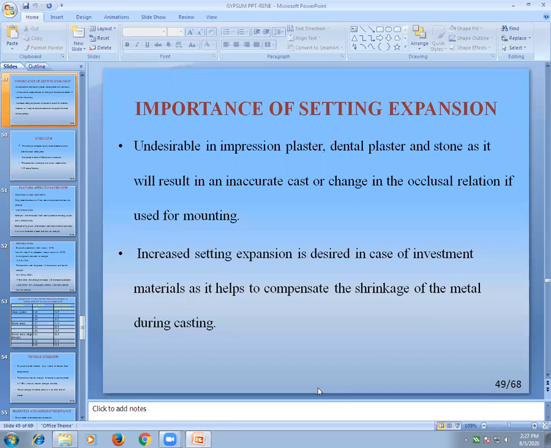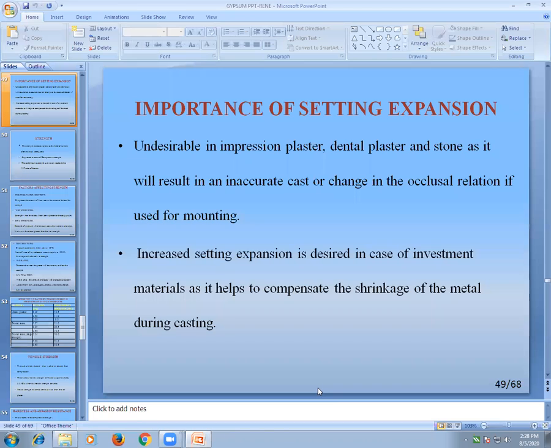So, importance of setting expansion. It is undesirable in impression plaster, though it again depends on the classification. When you take type 1 plaster, that is impression plaster, we don't need any expansion, because whatever impression we are taking should be accurate. It should not expand. So for impression plaster, dental plaster, and stone, we don't need setting expansion.